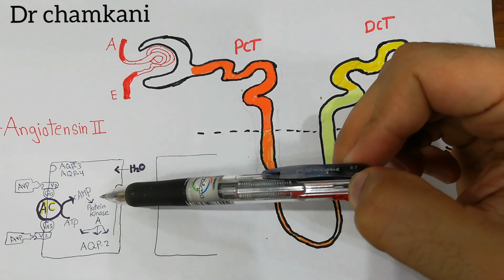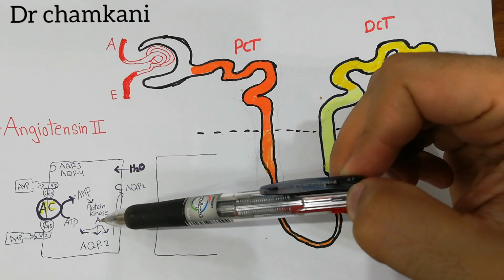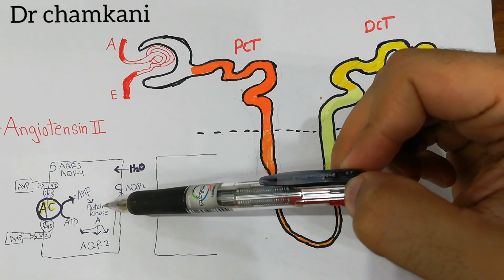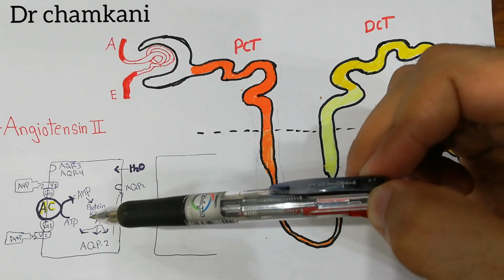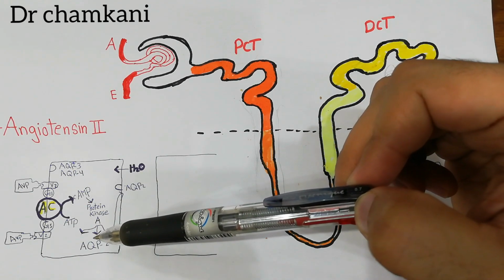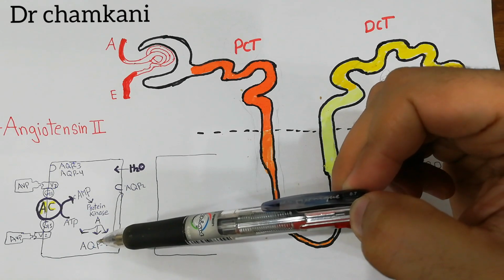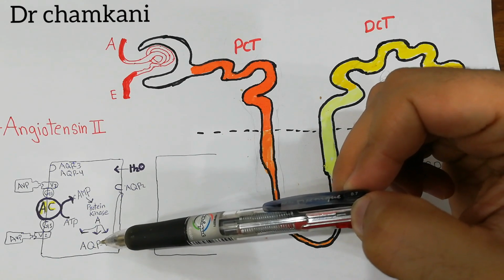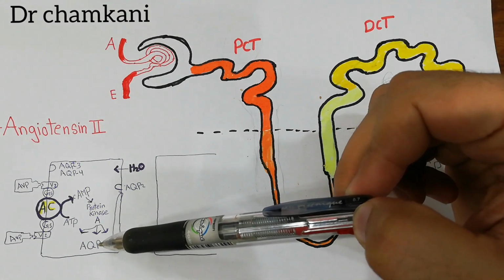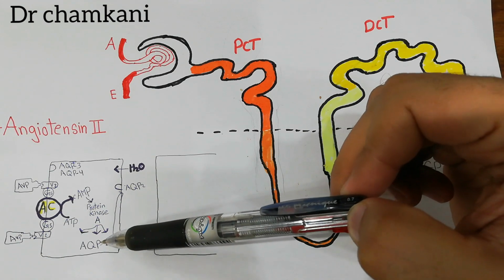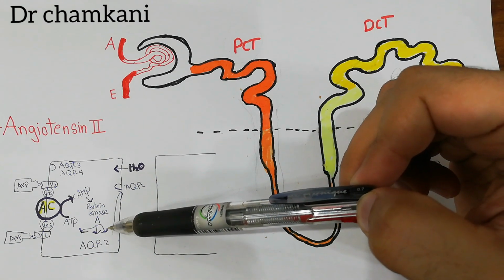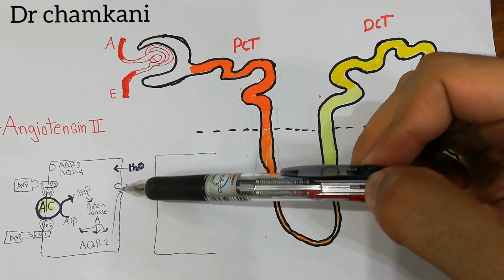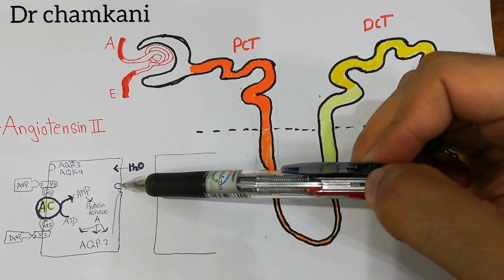Cyclic AMP then causes activation of protein kinase A. Protein kinase A leads to phosphorylation of proteins, and that phosphorylation leads to formation of aquaporin 2 receptors, or water channels. The aquaporin 2 channels then move to the luminal side.